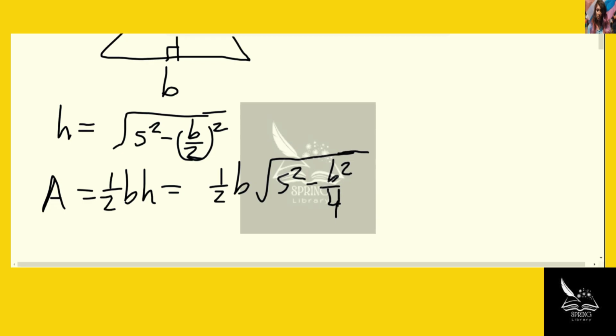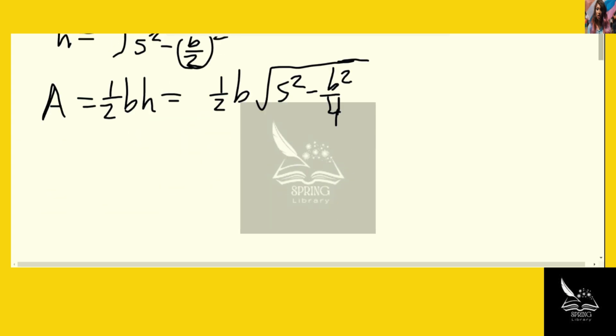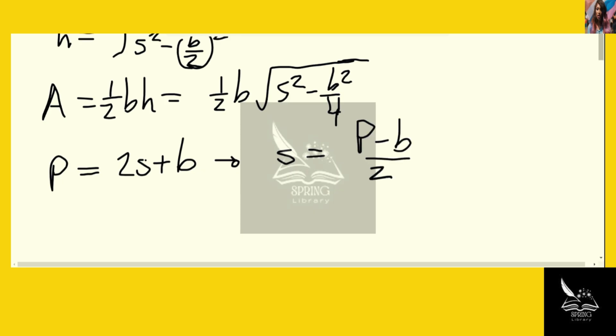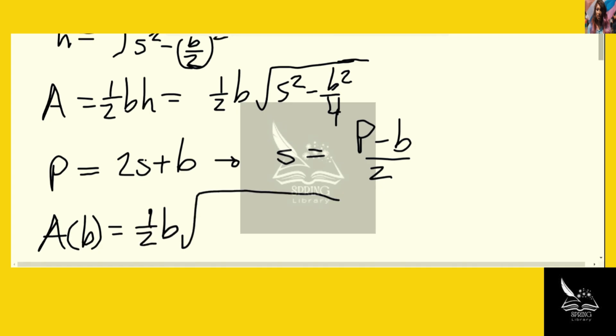And we'll let P be the given perimeter, so P is actually a constant. Well, the perimeter is given by 2S plus B. And so we can write S as a function of P and B, so that S is equal to (P minus B) over 2. Plugging this in, we get the area as a function of B strictly: 1/2 B times the square root of ((P minus B) squared over 4) minus B squared over 4.